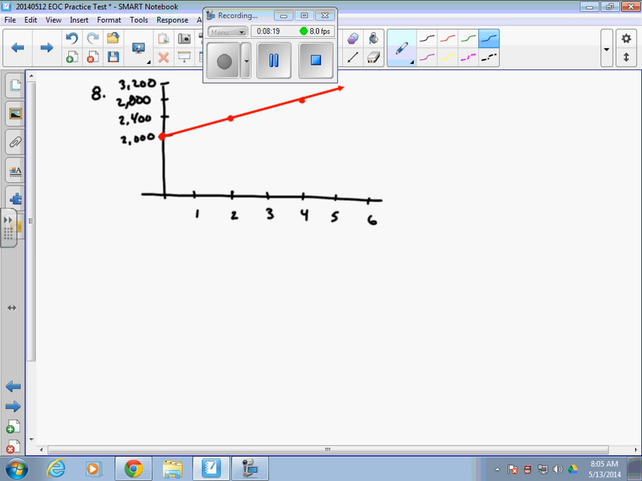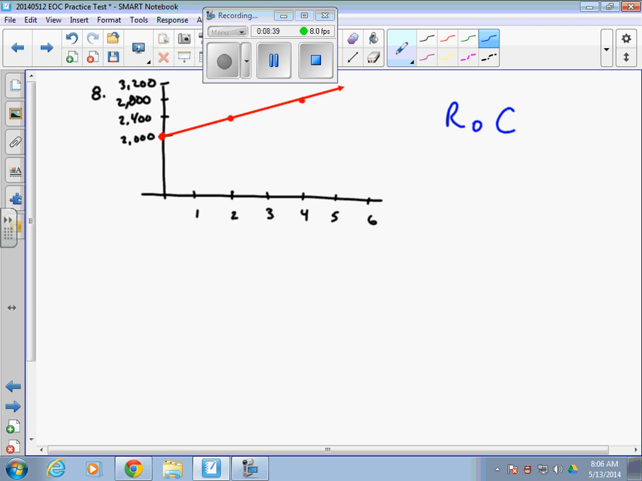And then on the next page, it says the graph below shows Kelly's yearly earnings as a babysitter. Which of the following statements correctly describes the rate of change? Anytime you see that term, rate of change, that means slope. Which one of them correctly describes the slope?